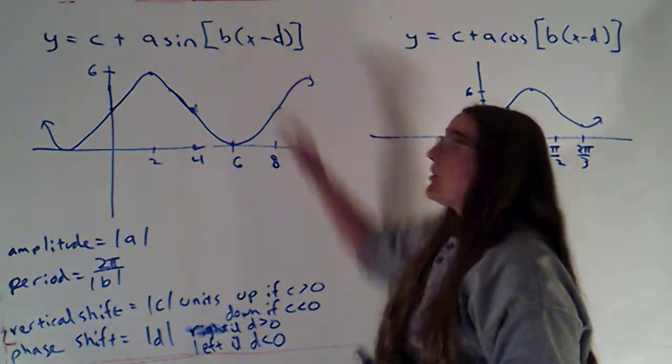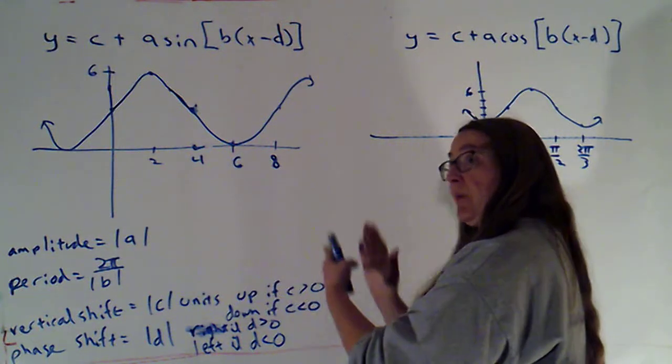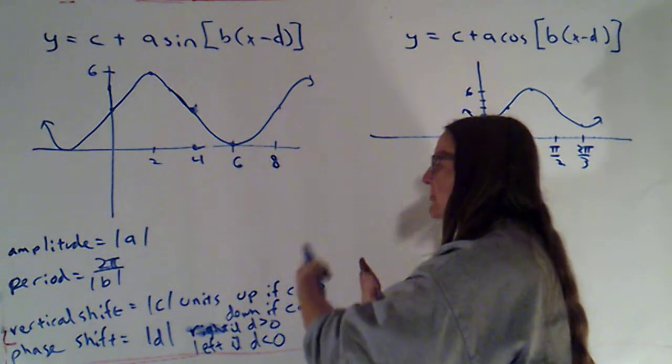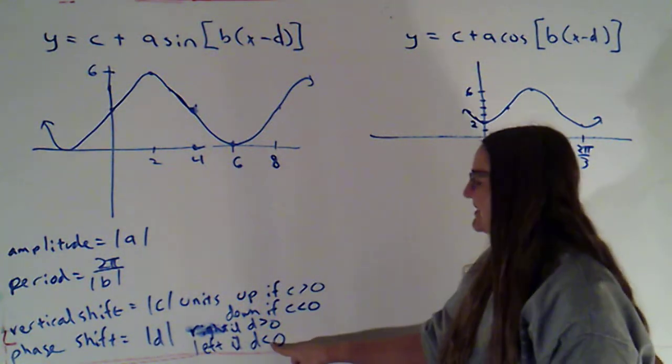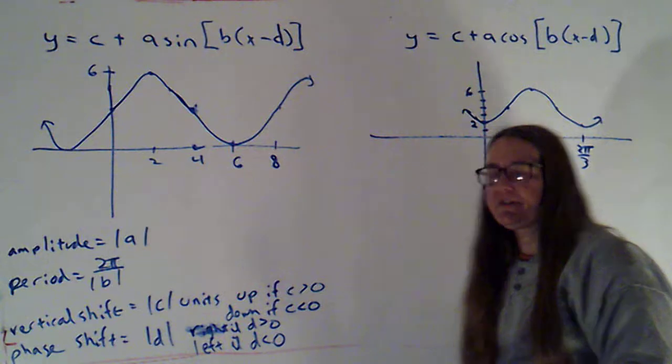In our example before, we were adding a number. If you add a positive, that's equivalent to subtracting a negative. So subtracting a negative number is like adding a positive, and that moves things to the left.